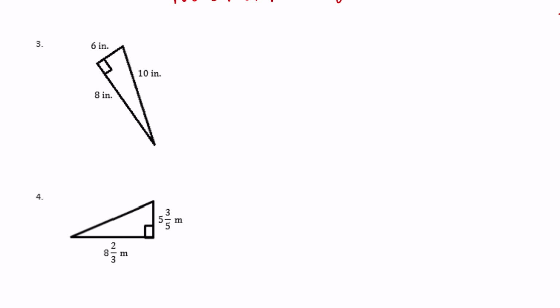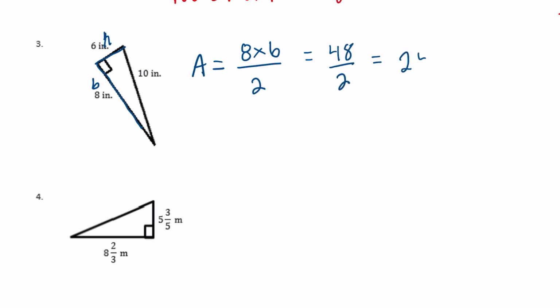Number 3. Okay, so they kind of slanted this to trick us a little bit. But if you turn it, we see that we have a right angle there. So that's going to make this the base and this the height. So the area is going to be equal to 8 times the height is 6 divided by 2. So 8 times 6 is 48 divided by 2. 48 divided by 2 is 24. So we have 24. Our label is inches squared.